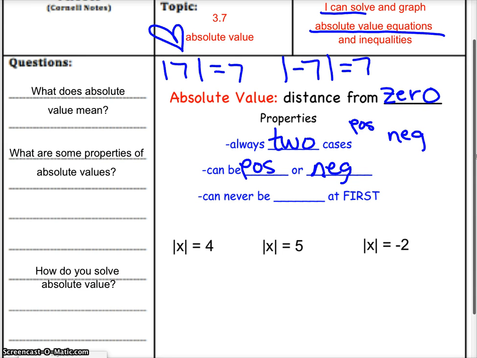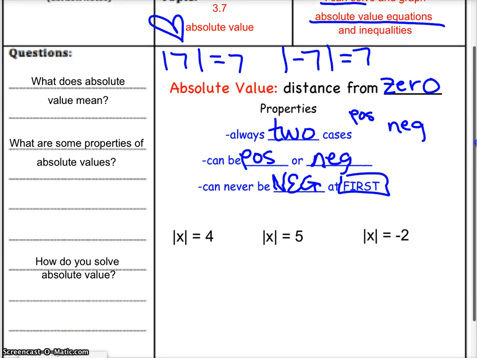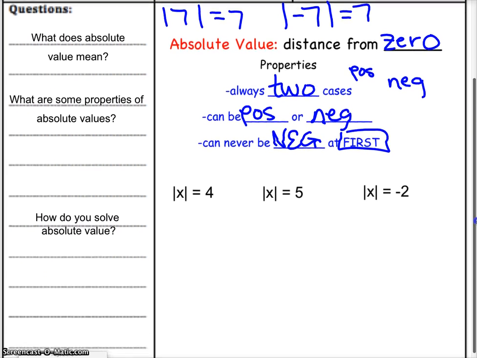But absolute value can never be negative at first. Because absolute value never represents a negative answer. Like if I say the absolute value of negative 3, it does not equal negative 3. It can never be negative at first. The absolute value of 3 does not equal negative 3. Absolute value can never be negative at first. Sometimes it will, after you solve, but not at first. Okay, so here we go.